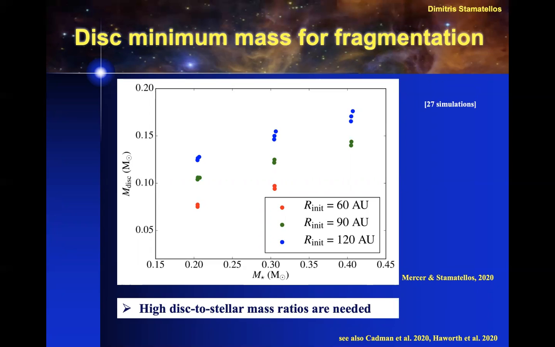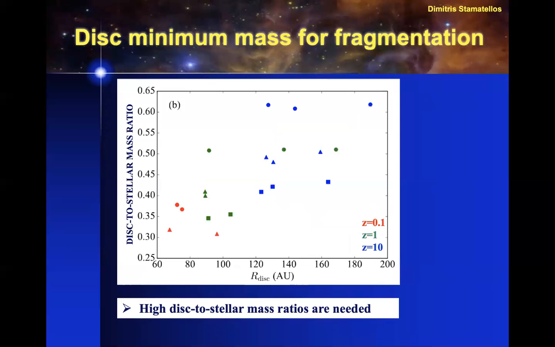But we also see that the disk to stellar mass ratios needed are quite high. And these are plotted here against the initial disk radius, and we also note here the metallicity of the disk. So we can see in the bottom left corner of the graph, we need mass ratios of at least 0.3, maybe up to 0.4, for disk fragmentation to happen. And for lower metallicity disks, higher metallicity disks need even much higher disk to stellar mass ratios.